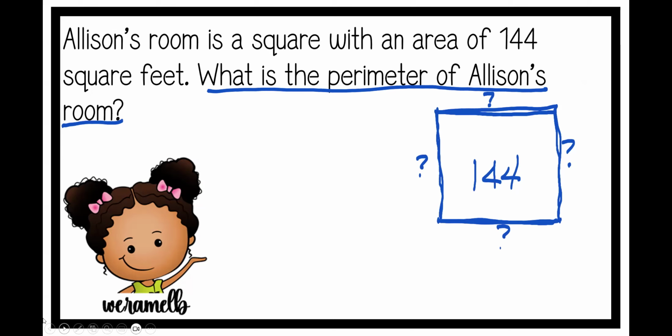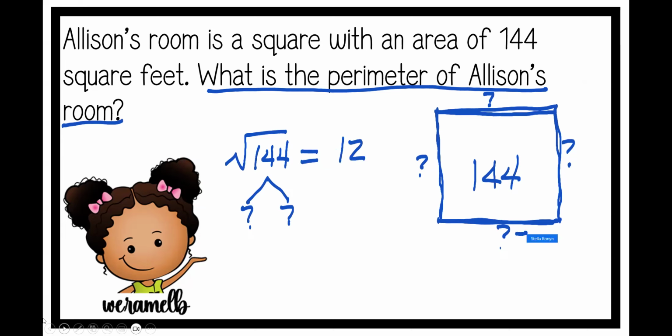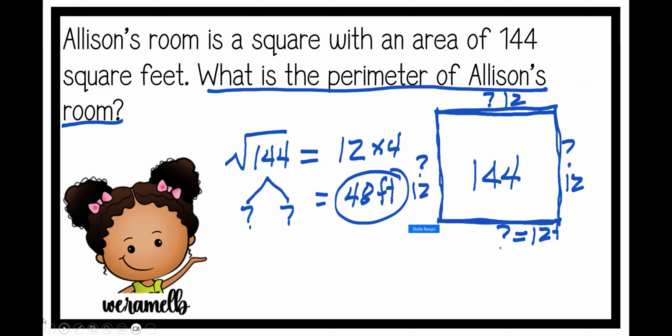Correct. We need to get the square root of 144. What number should I multiply by itself so that it gives me 144? That is equal to 12. But that is only for one side. If it is perimeter, there are supposed to be four sides of a square. So we multiply this by 4, which is equal to 48. That is the perimeter of the room of Allison. Okay? This is the perimeter. This is the area. This is the side. And this is the perimeter.